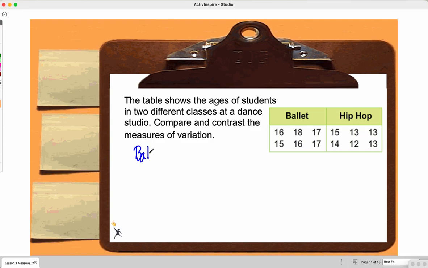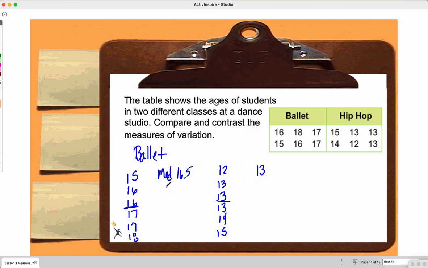All right, so for ballet, again, first thing we have to do is put them in order. 15, 16, 16, 17, 17, 18. And for hip hop, you have 12, 13, 13, 13, 14, and 15. All right, our median here is going to be 16.5, where our median here is 13. Our Q1 here is 16, our Q1 here is 13. Our Q3 here is 17, our Q3 here is 14.